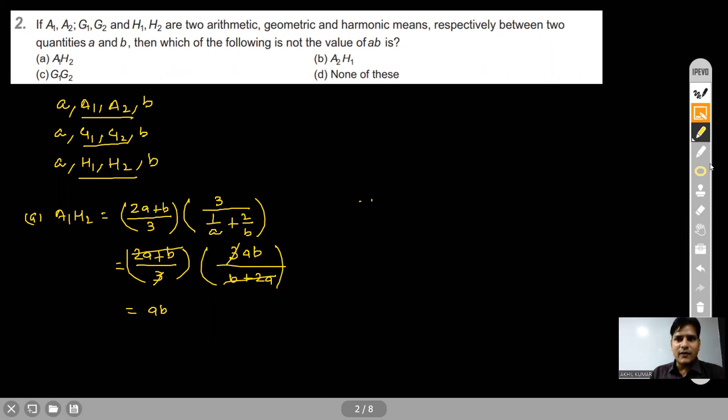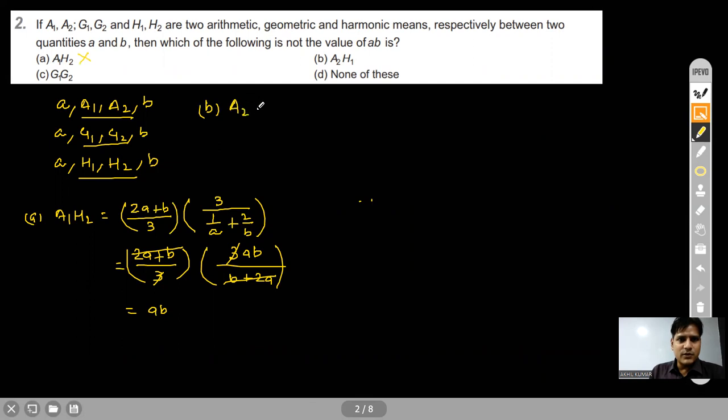Hence option A cannot be the answer because we have to derive the value which is not equal to AB. So A1, H2 is equal to AB, hence this cannot be our answer. Let's check the second option. So let's check out second option B.